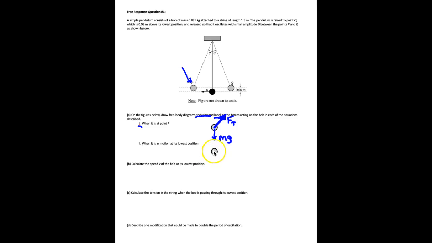When it's at the lowest position, there is still a gravitational force, mg, and the tension force is straight up. It's got to be larger, and so that would be my free body diagram at the lower position. They want me to calculate the speed v of the bob at the lower position. That's a conservation of energy question.